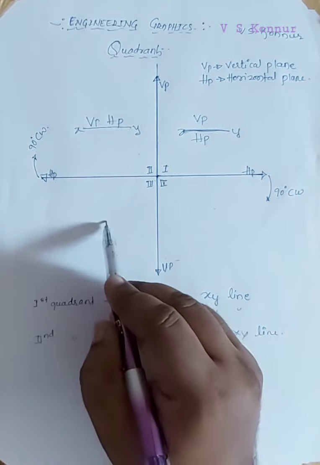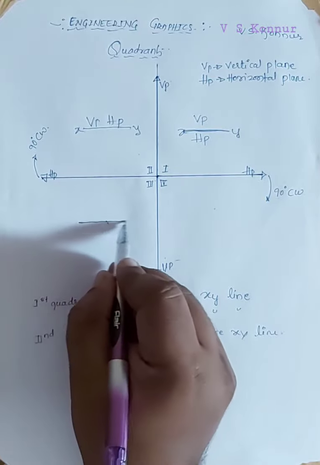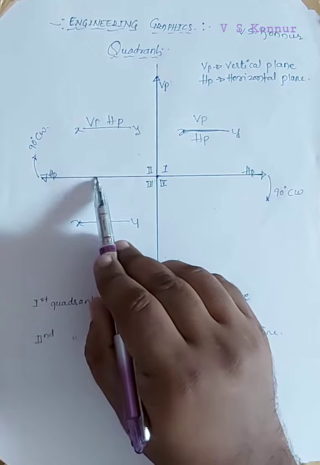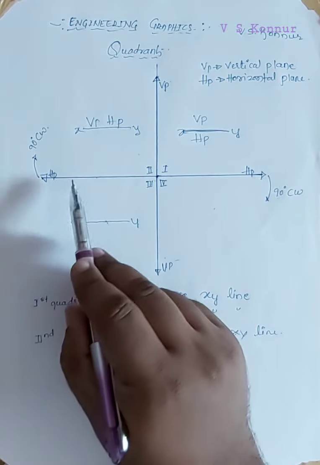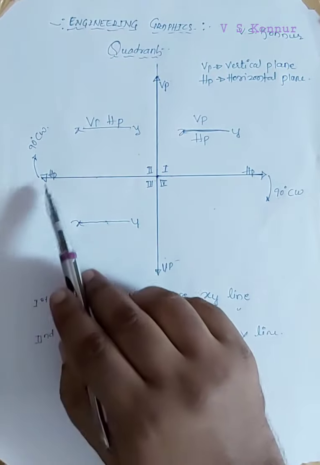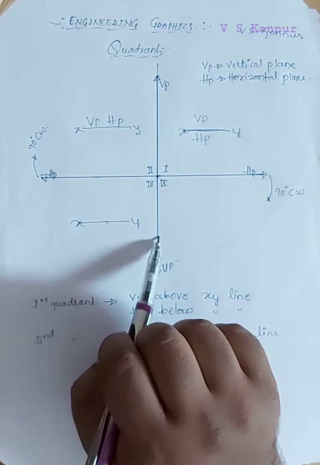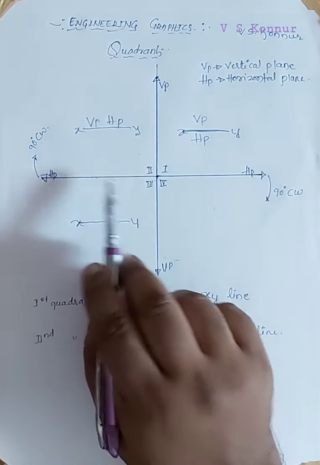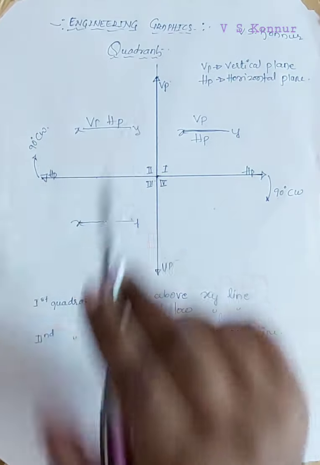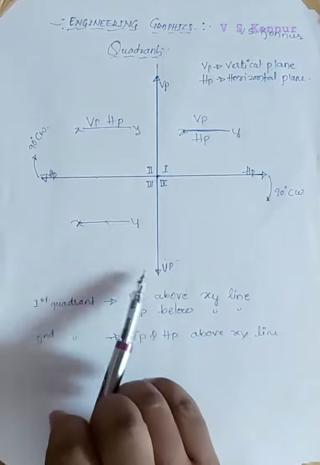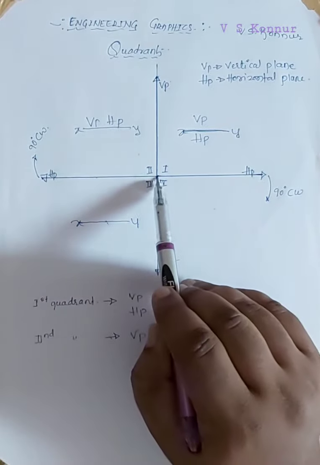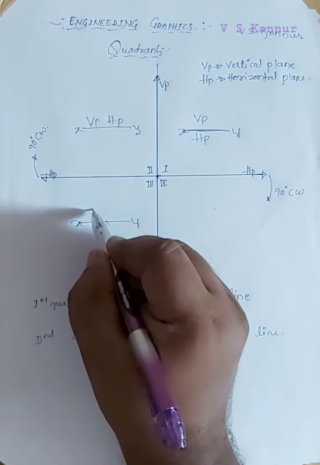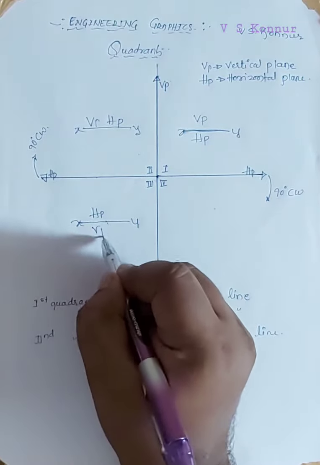Next, third quadrant. In this third quadrant, once again I will draw the XY line here. XY line is nothing but the intersection of this HP and this VP. This is VP, this is HP. For this third quadrant, HP is rotating 90 degree clockwise, VP remains same. Because of that, from the intersection, HP moves upward, VP remains as it is below XY line. So HP is moving above XY line, VP is below XY line.